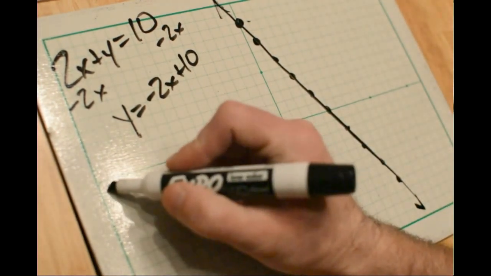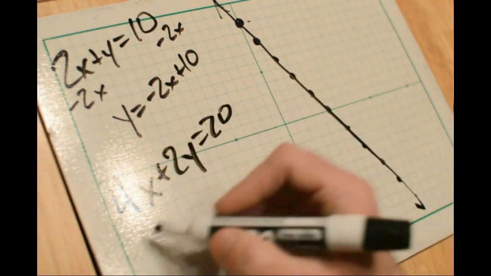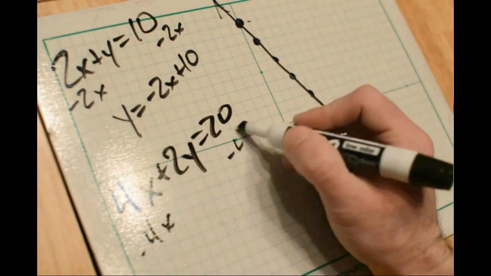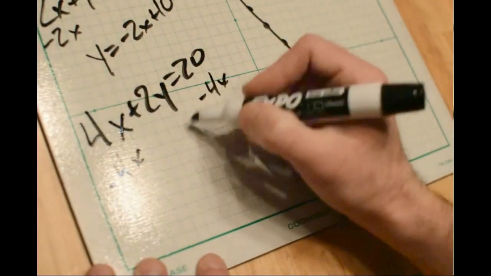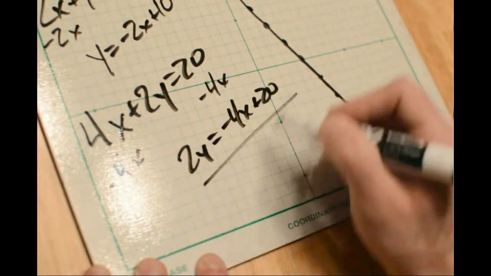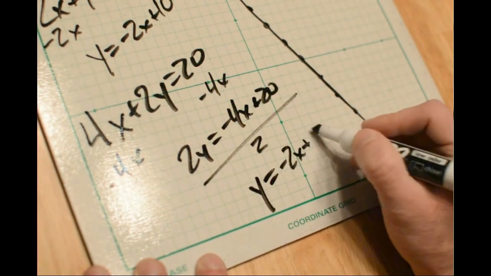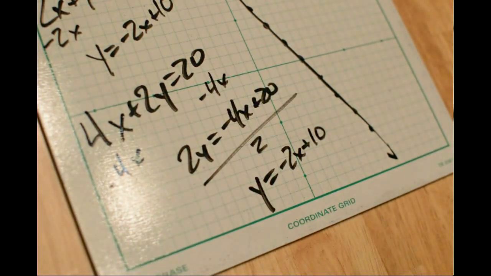The second equation was 4x plus 2y equals 20. So we'll subtract 4x from each side. That'll give us 2y is equal to negative 4x plus 20, divided all by 2, and y is equal to negative 2x plus 10. So our second equation has a y-intercept of 10.